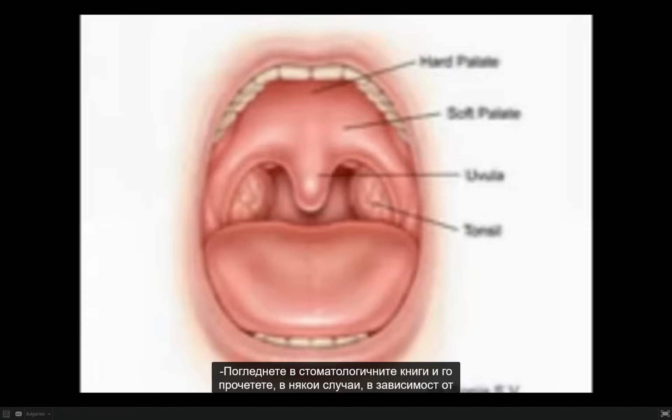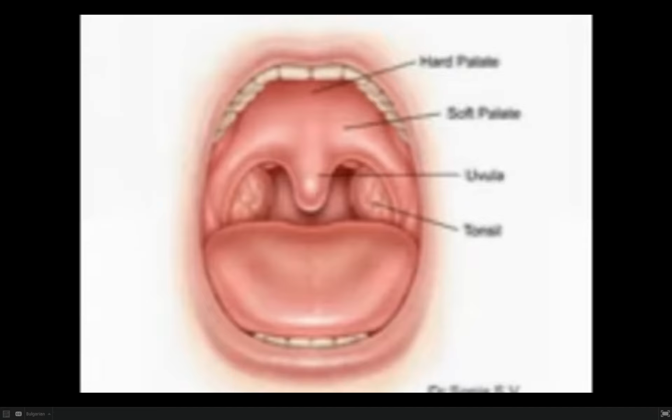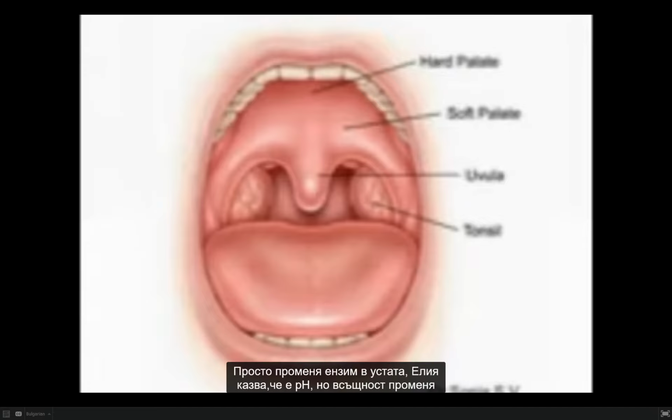In some cases, depending on the texture and the quality and the material which the tooth is made of, it just changes an enzyme in the mouth. Elias says it's pH, but it actually changes the... You've got to look at what is released, and the reason we release this liquid, which allows us to neutralize it with the cheese.